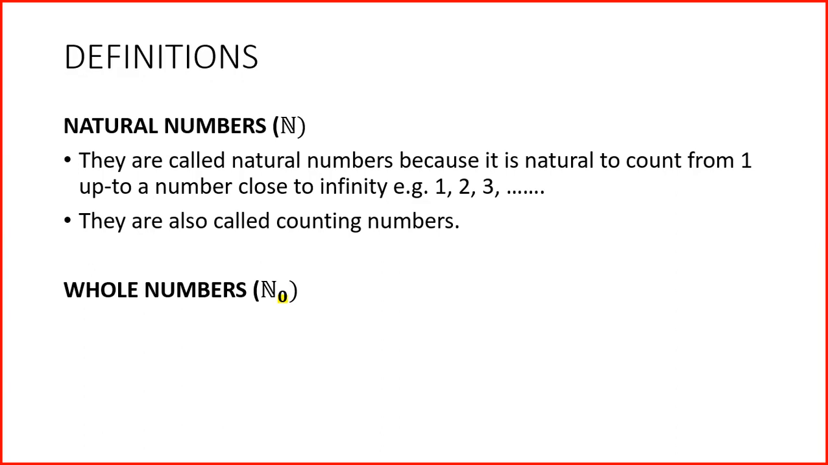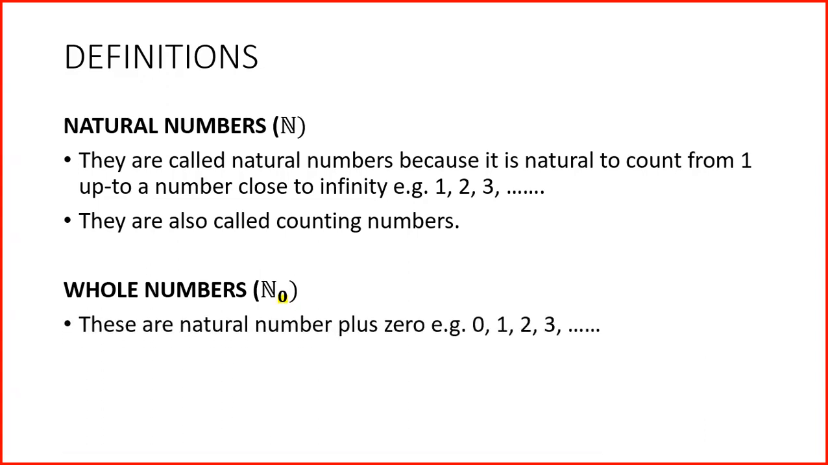And with whole numbers, you just take your natural numbers and you add zero to them. So it's just your natural numbers, and you add one number, which is zero. That's what whole numbers are.